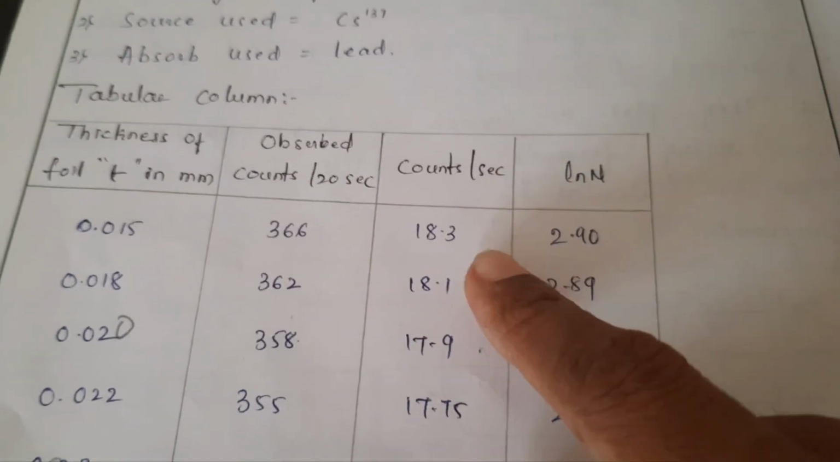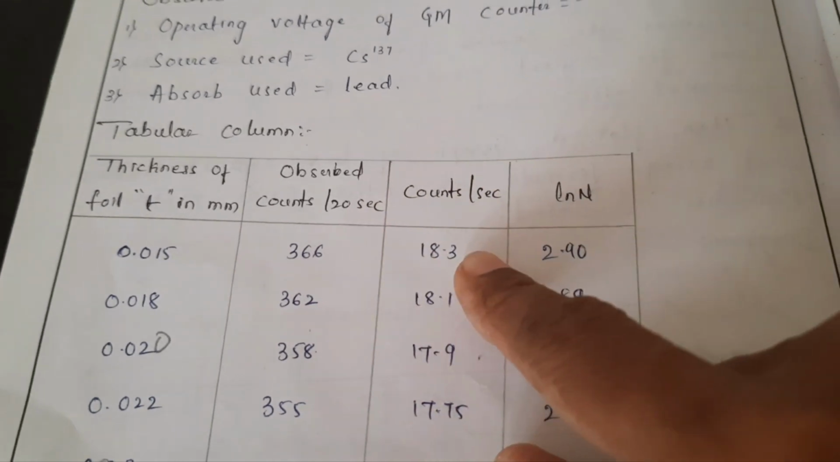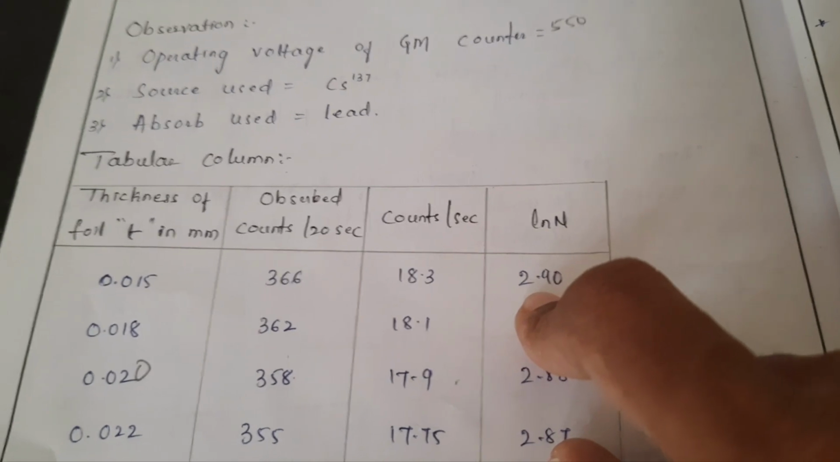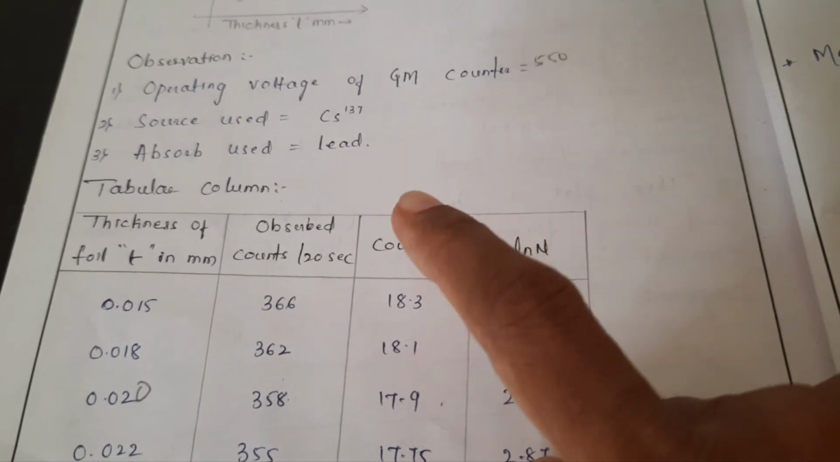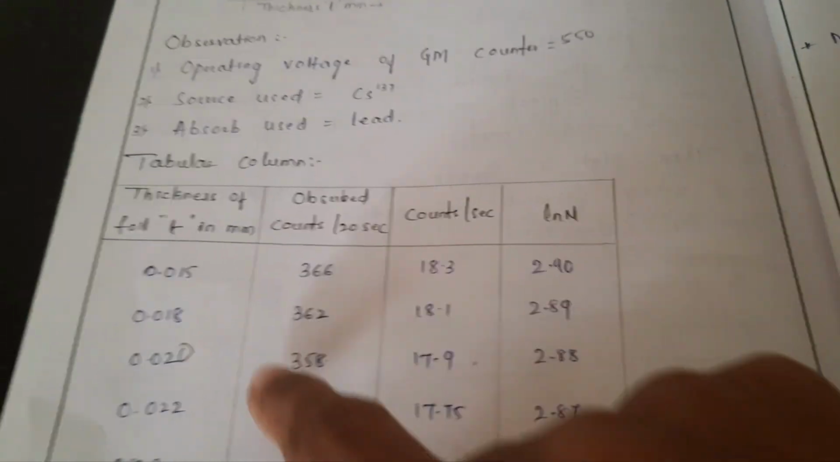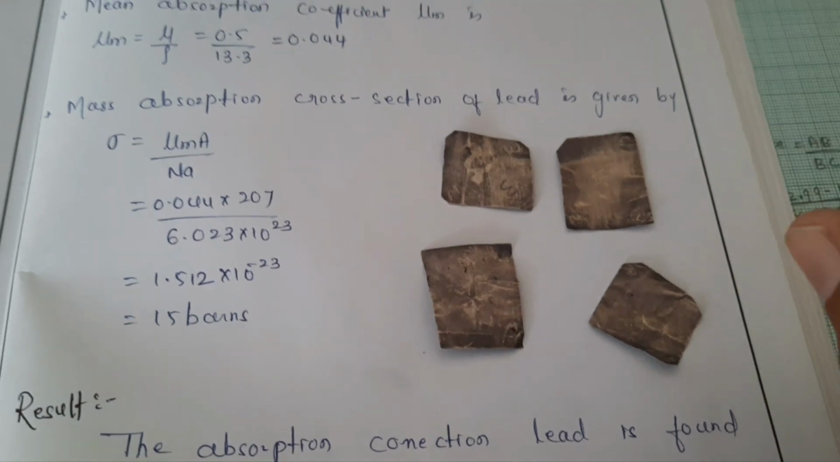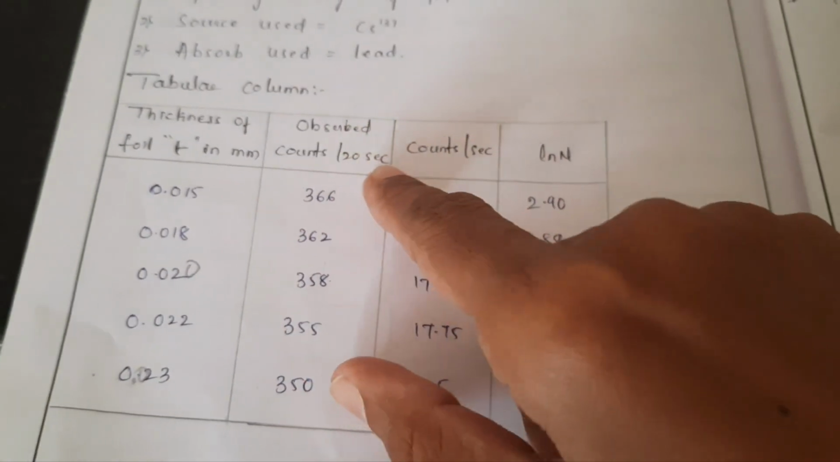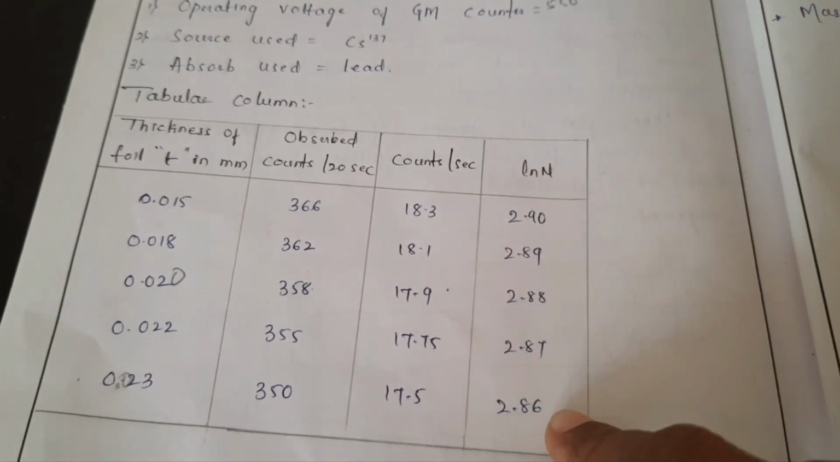Next, for the count rate, you have to divide this by 20. You will get counts per second. Then take the ln of this count rate. Repeat the same procedure for the other 4 different thicknesses. Note down the observed counts per 20 seconds, calculate the count rate, and take the ln.